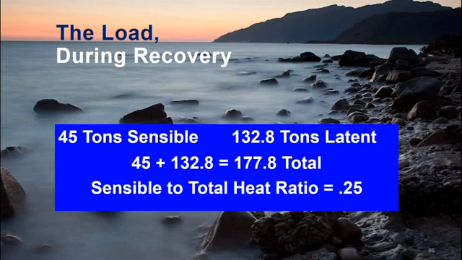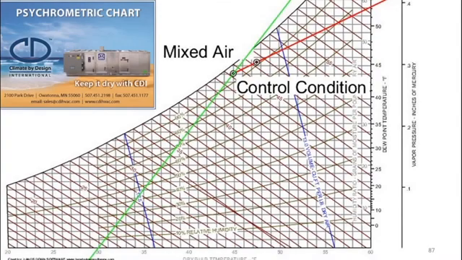Let's do the same thing now, but during recovery. Look at the latent load. It's gone all the way up to 132 tons. So 177 total. The sensible to the total way down here at 0.25. Now look at our line. The sensible to total heat ratio line moved quite a bit toward vertical.